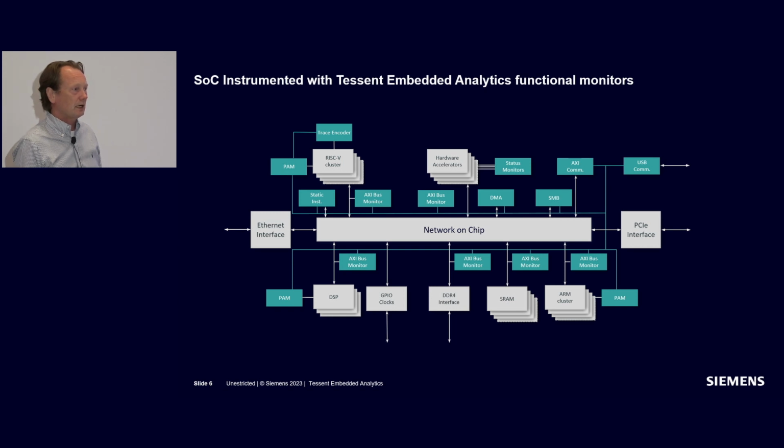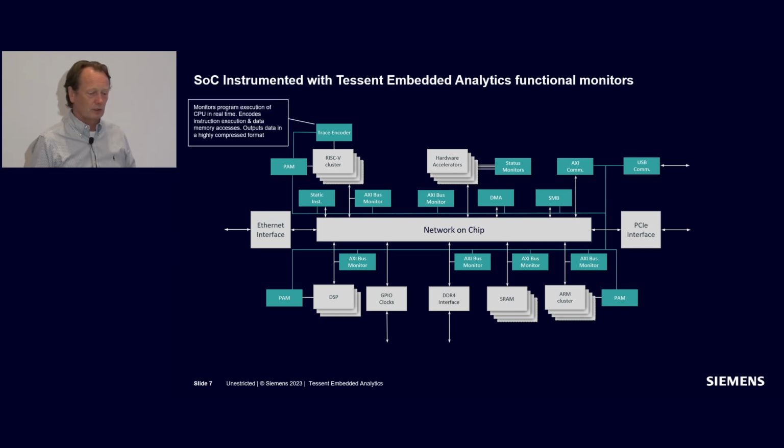Starting out with a trace encoder, for instance, which provides a mechanism to monitor the program execution of a CPU in real time. It captures the instructions, the data, memory accesses, and outputs this data in a compressed format, again giving you the right blend of compression and visibility into the design.